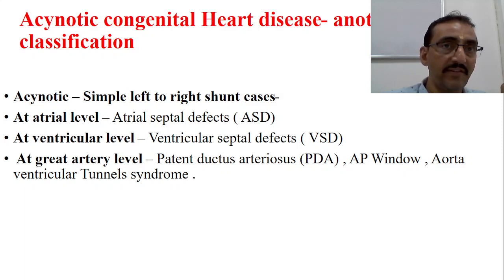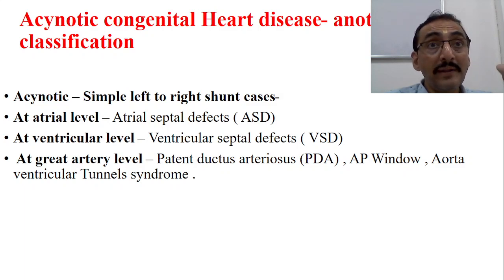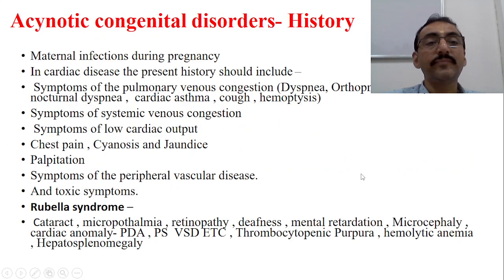A common example is ASD. Shunt at the ventricular level: the best example is VSD. Shunt at the great artery level, the bigger arteries, there is a shunt. That is patent ductus arteriosus, or AP window, or aortoventricular tunnel syndrome, uncommon syndromes like this. So this is another type of classification of acyanotic heart disorders.